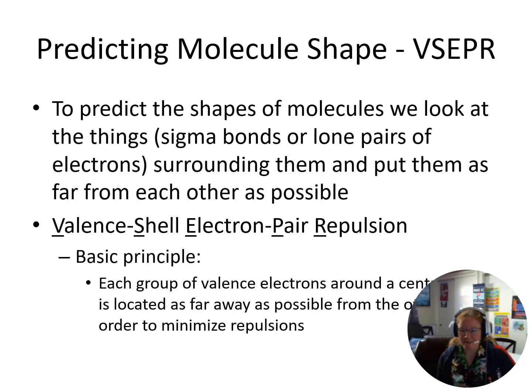All right, so to predict our shapes, we look at what is on that central atom, okay? We want to put them as far apart from each other as possible, and so we have this VSEPR theory, okay? When we look at VSEPR, we have to draw a full valid Lewis structure, but when we evaluate the geometry, we are only looking at the central atom. So only the bonds and lone pairs around the central atom matter for the geometry.